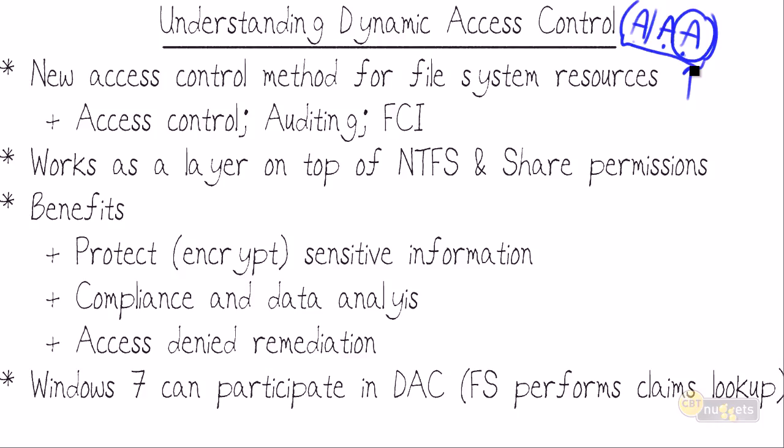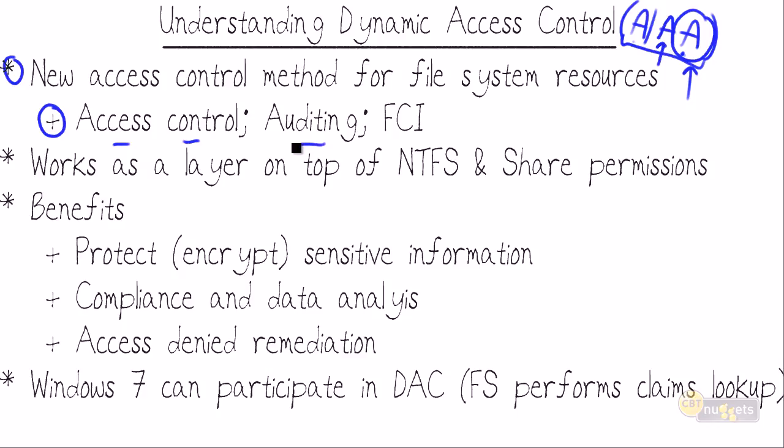Now, given that background, what Dynamic Access Control is specifically is a new access control method for file system resources, so we're talking about our Windows Server 2012 file servers, that provides three main functions. One is access control, so specific authorization to resources. You've heard of least privilege. We want to make sure that only folks who are genuinely authorized to view files and make changes to files are allowed to do so. Anybody else should be denied across the board.